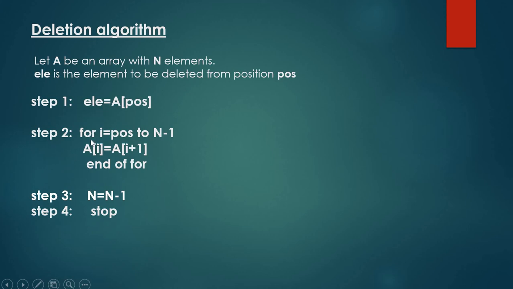Then in step 2, for I is equal to POS to n minus 1, A of I is equal to A of I plus 1. That is, we are shifting the subsequent element to one lower order position. That is, this A of I plus 1 is coming to A of I. After shifting, we need to decrement the number of elements by 1.